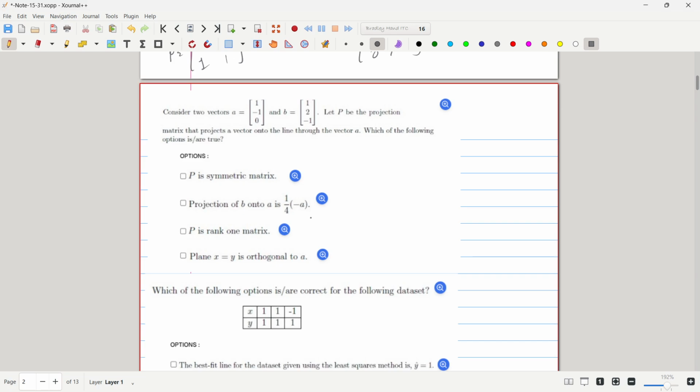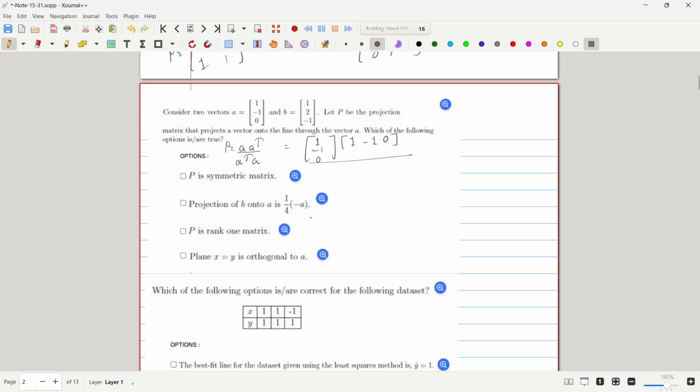Now we have given a matrix A and B. A is the projection matrix. What is the formula for finding the projection matrix? It is A into A transpose divided by A transpose into A. Okay. So what is A? A is 1 minus 1 0 and 1 minus 1 0. How many rows and columns? 3 rows, 1 column and 1 row, 3 columns. So the matrix will be 3 cross 3.